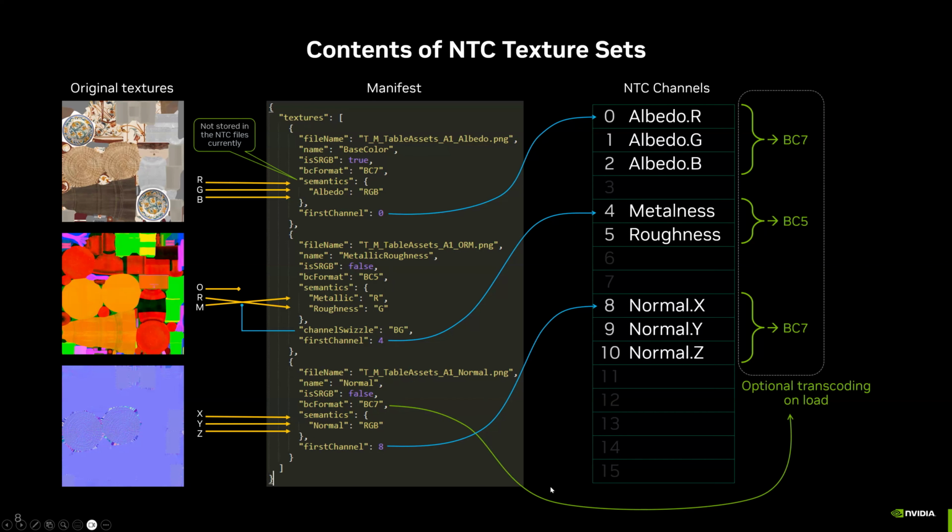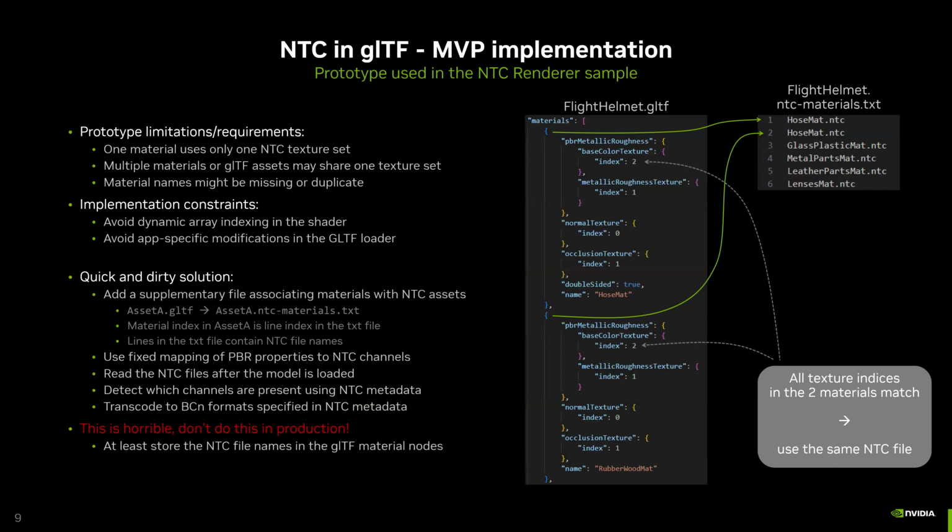This is basically just metadata. The implementation or renderer is free to ignore that, and that's just a hint. It's stored in the NTC texture set, and it can be used by the renderer to do inference on load. Now, how that was implemented in the SDK that we are currently shipping is shown in this code snippet. The idea with that prototype implementation was that we have one NTC texture set per material. We don't want to sample 2 of them per pixel. And multiple materials of a glTF file, or multiple materials in a set of glTF files, may share the same texture set. So there can be a many-to-one mapping of glTF materials to NTC files.